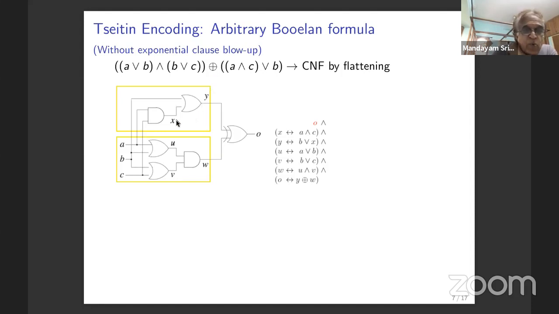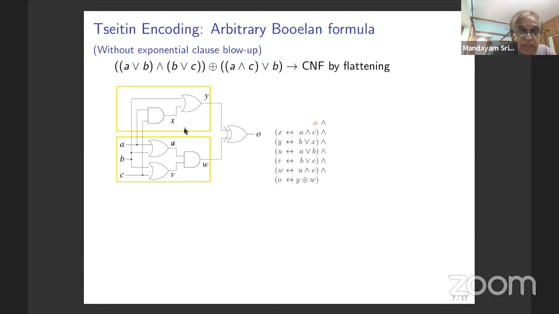So you introduce extra variables, specifically a variable not only for the primary inputs and the output, but also for all the intermediate variables, to represent the output of each Boolean operator. Then you keep each operator as is, and represent each individual Boolean operator as CNF.